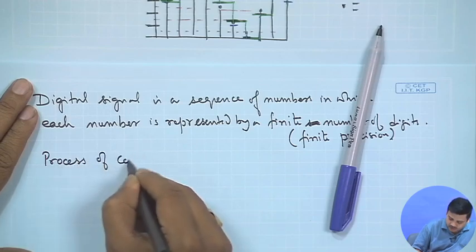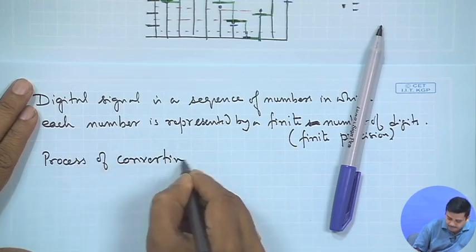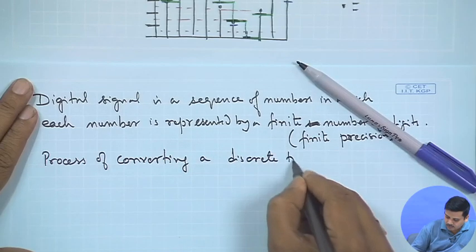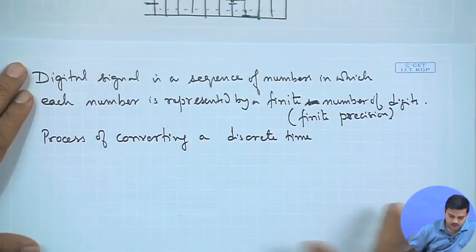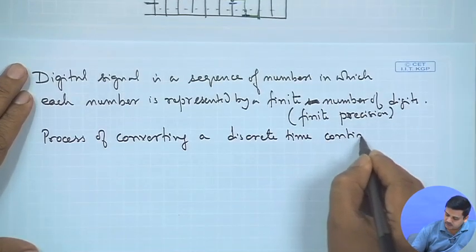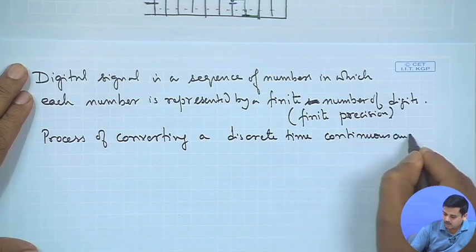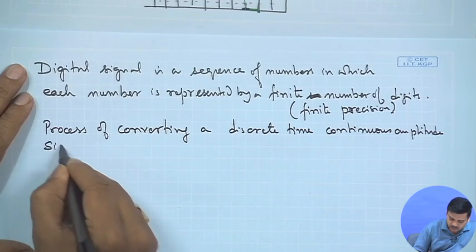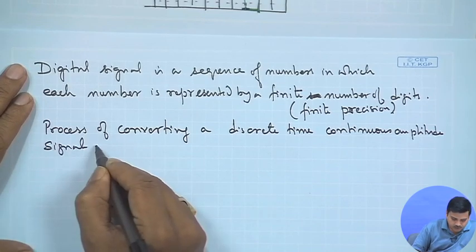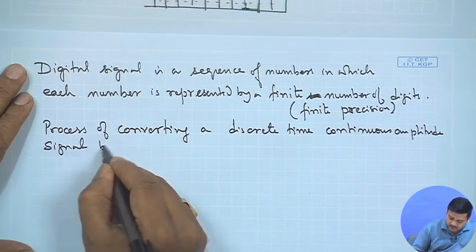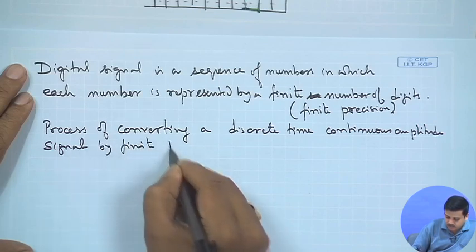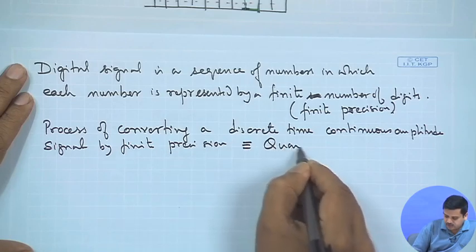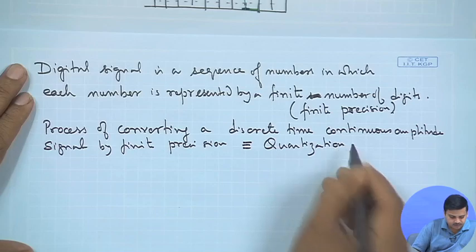or the process of converting a discrete time continuous amplitude signal by finite precision is also represented as quantization.